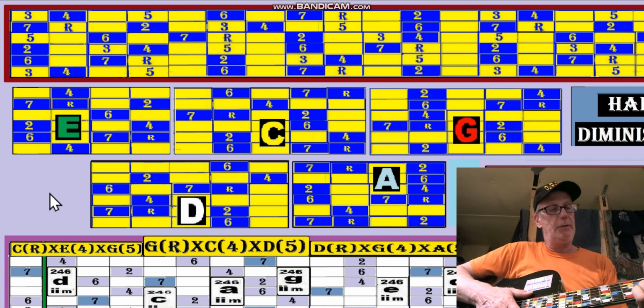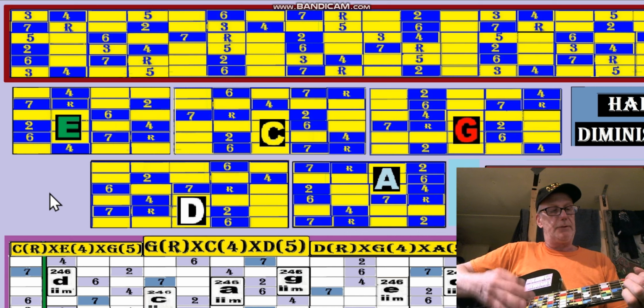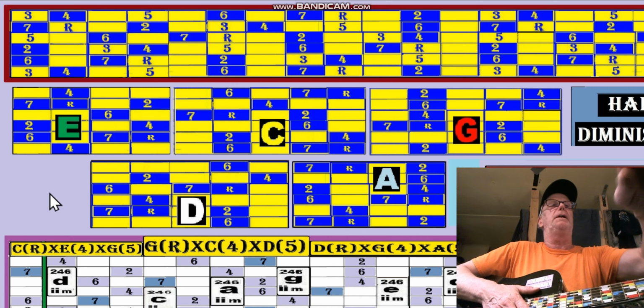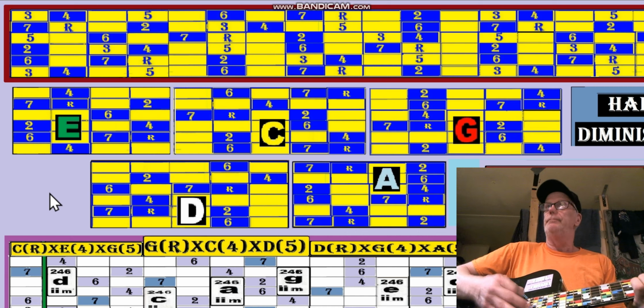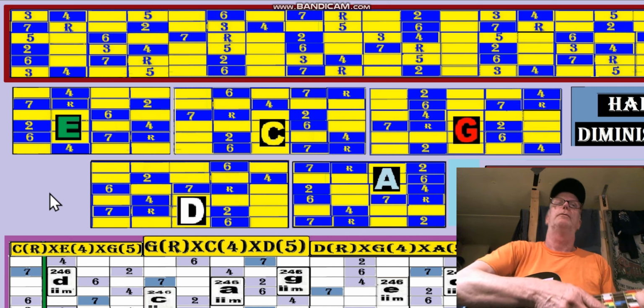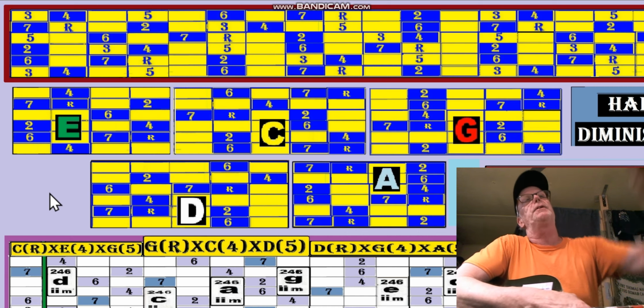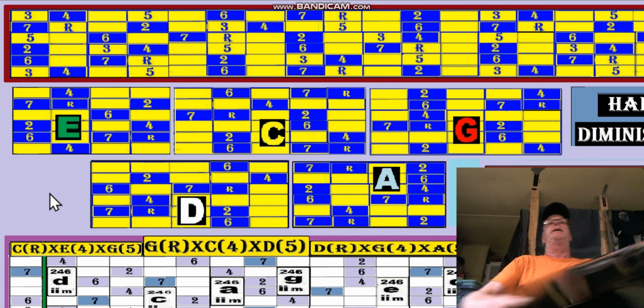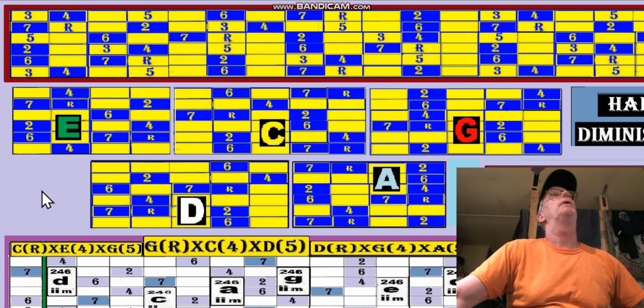Then you say, what is E the 6th of? E is the 6th of G. It's the G position. What is E the root of? That kind of thing. That's another way to look at CAGED going up the fretboard.